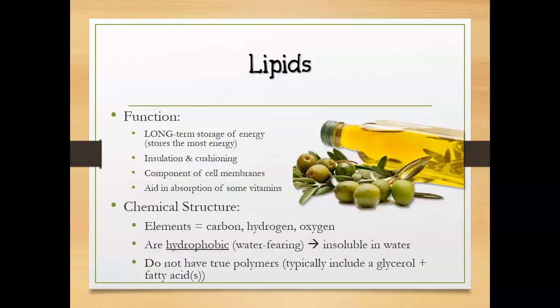What are they there for? Well, they are long-term energy storage. Glucose is quick. You're using it relatively quickly after you consume it. Your lipids, however, are the ones that are going to get stored a little longer. Although when we break them down we get more energy, this is not typically the first thing that your cells go after. Also there for insulation and cushioning of your organs.